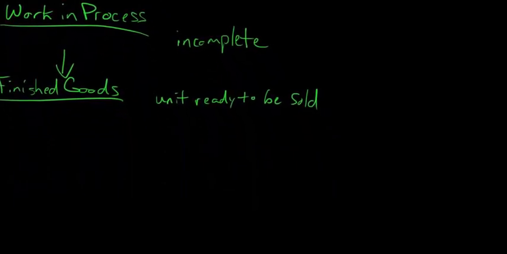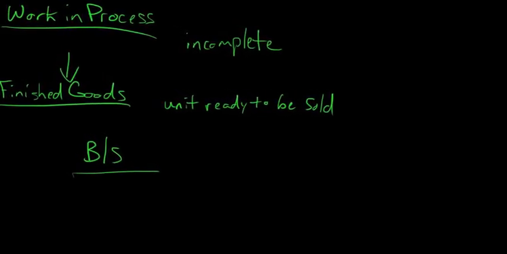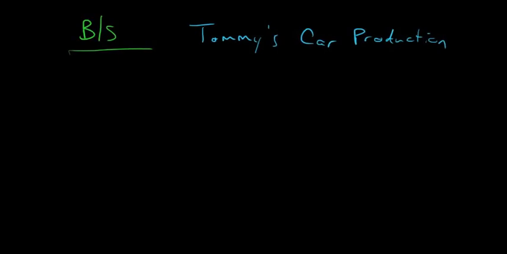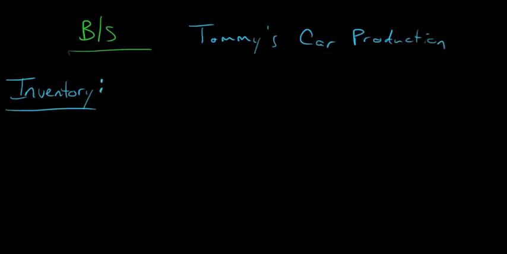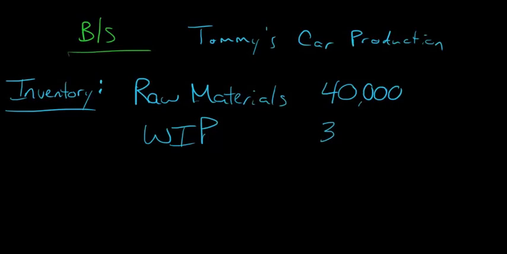So if we looked at a manufacturing firm's balance sheet, let me give an example. Let's say we have Tommy's car production. When we look at the balance sheet, we might see inventory. Not all firms will break it out like this, but then we've got raw materials, and let's say we have raw materials of 40,000. Then we've got WIP, work in process, incomplete, partially assembled units, and that's 35,000. And then we've got finished goods, and that's 50,000.